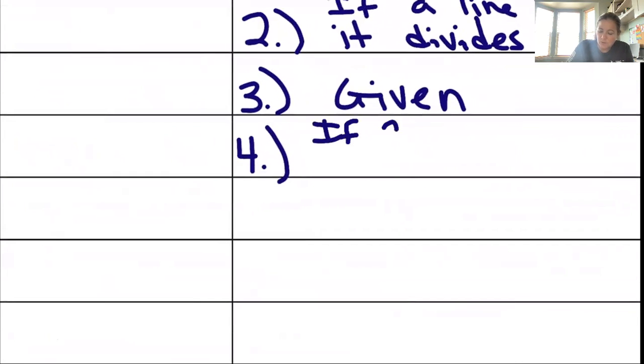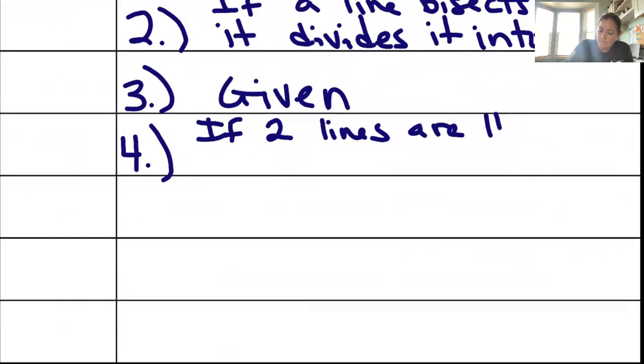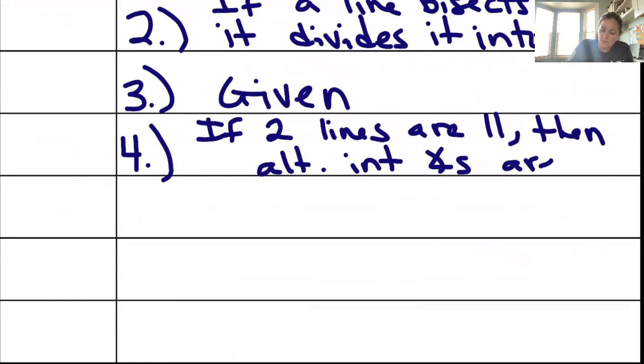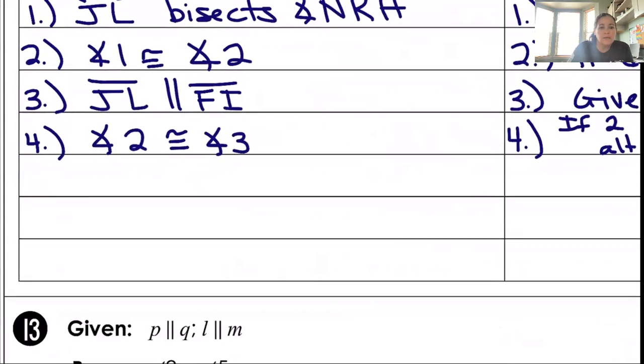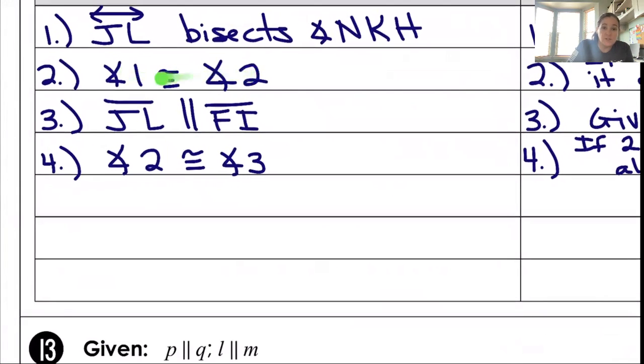So if two lines are parallel, then alternate interior angles are congruent. So that's good news. And from that, using 1 is congruent to 2 and 2 is congruent to 3, I can go ahead and say that because they're congruent to 2 together, I can use my transitive property for step 5 to say angle 1 is congruent to angle 3.